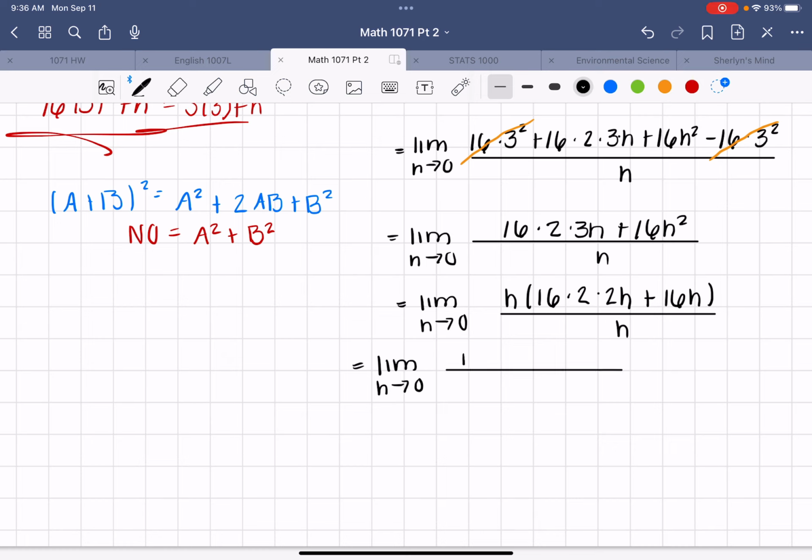Now you have no division. Now you can plug in. Now you can plug in h is 0 because you're not dividing by it. And so the only h here is 0. So you're left with 16 times 2 times 3, which is finally 96.